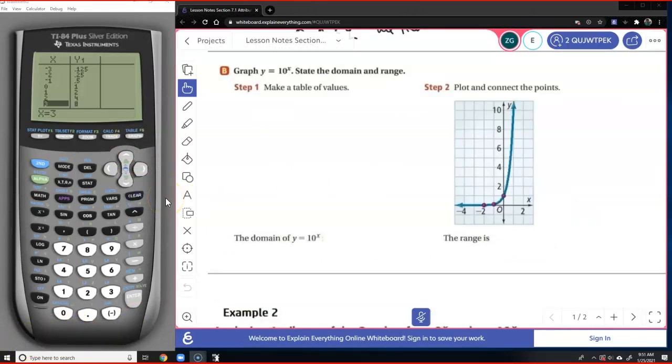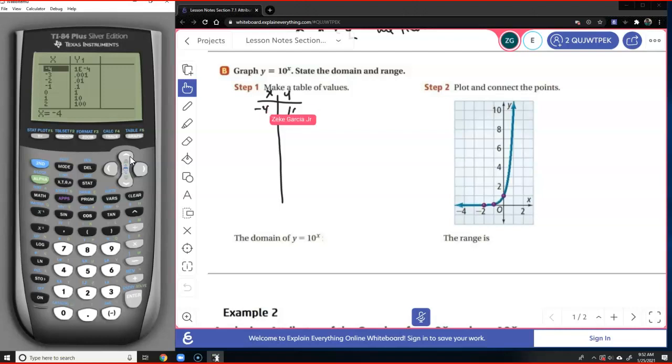The next graph that we're going to do is y equals 10 to the x. So go ahead and make a table. We have the x-axis and the y-axis. Now once again, we'll start with -4, and then we'll go on until we get to 2. So I'm going to go ahead and clear the calculator. Go to y equals, go ahead and clear it. Now we have 10 to the power x. Go to the table, and we're going to start with -4.